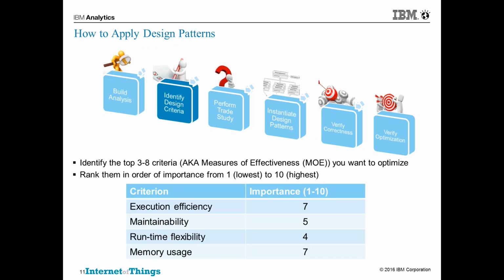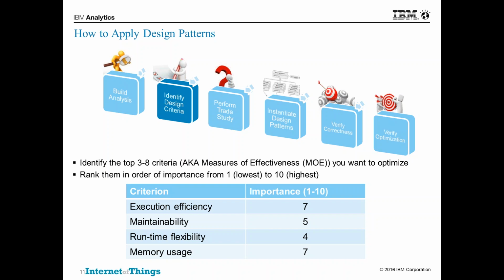The next step is you identify some set of criteria. Normally it's like 3 to 8, in that kind of range. These criteria are also known as measures of effectiveness. And it could be heat, weight, power consumption, worst-case performance, average performance, memory usage, whatever is important to you.